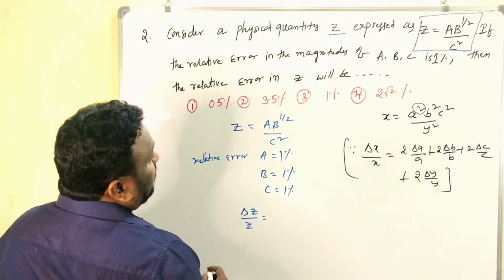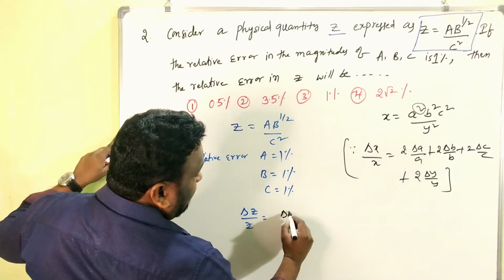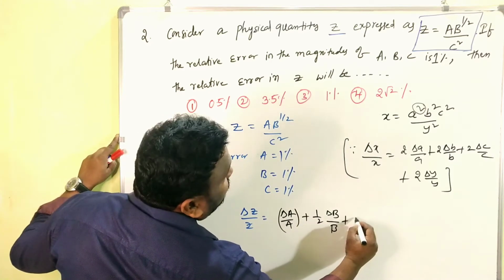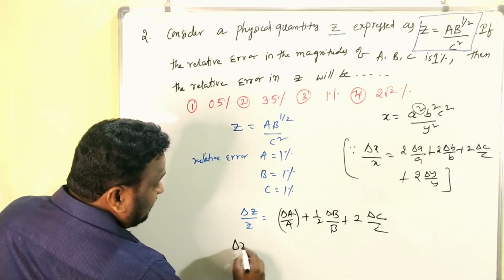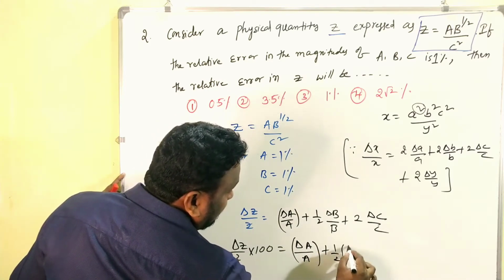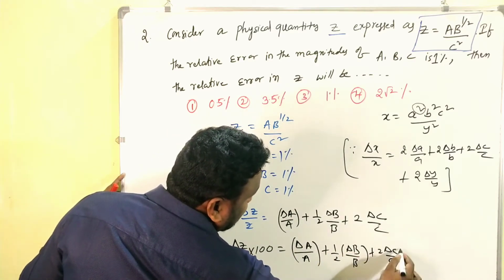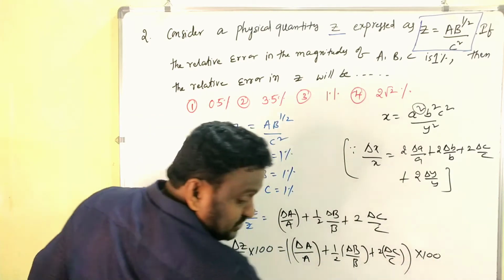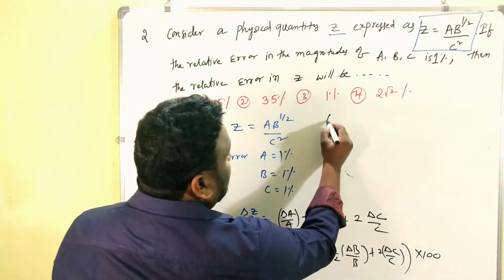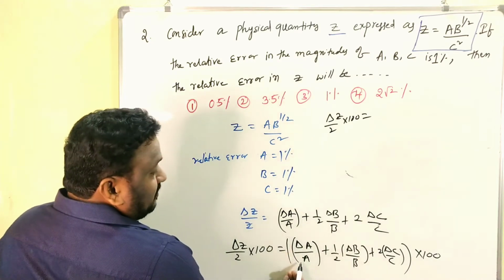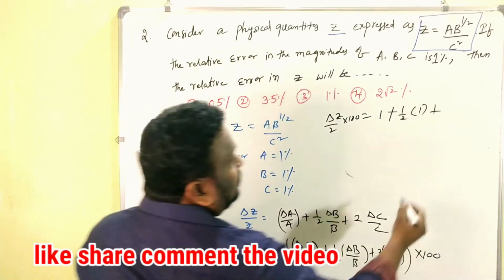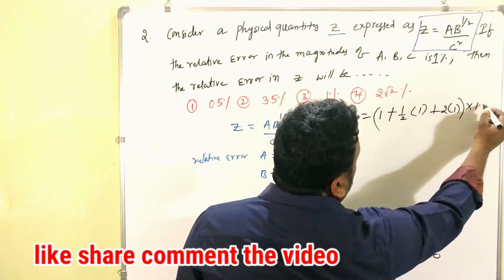Now delta Z by Z is equal to delta A by A plus 1 by 2 into delta B by B plus 2 into delta C by C. Now the percentage of error, delta Z by Z into 100, is equal to delta A by A plus 1 by 2 into delta B by B plus 2 into delta C by C, into 100. So here delta Z by Z into 100 is very simple. Delta A by A value is given 1, plus half into delta B by B value is again 1, plus 2 into 1, into 100.